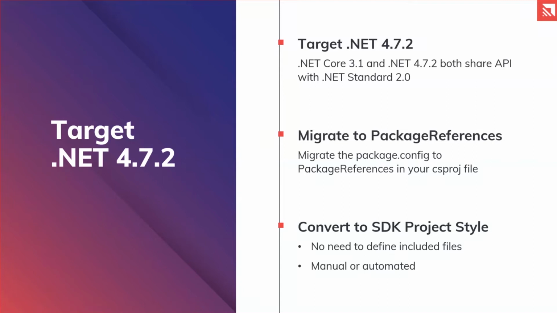The final thing you need to do, that you can either do manually or automated, we did it manually, is to convert to an SDK project style. The new project style is very different from the old one, in the sense that it's not 1,000 lines long if you have a large project. You do not need to define every class that you are including in your project anymore. By default, it's enough to include everything in the directory of that project, which is very helpful and really great.